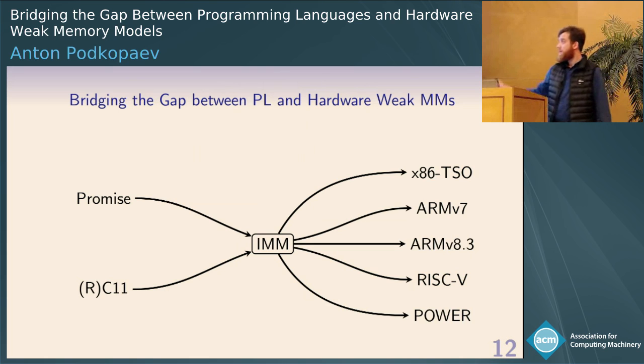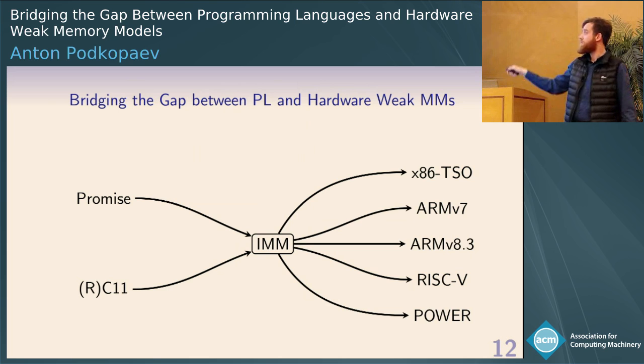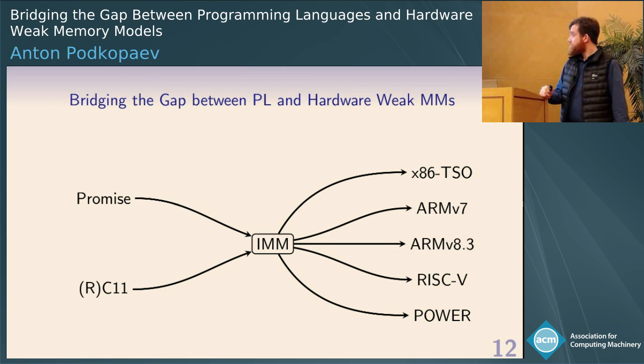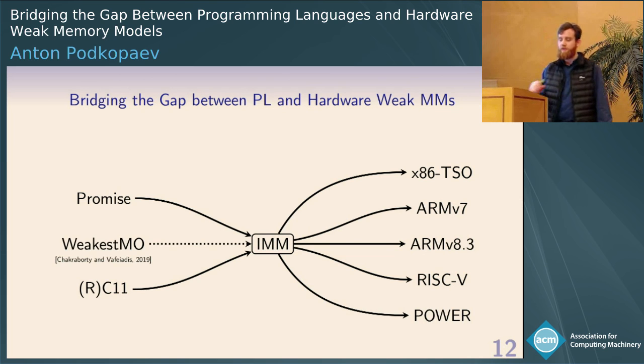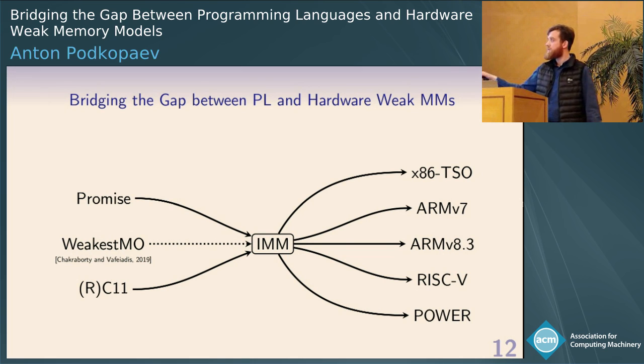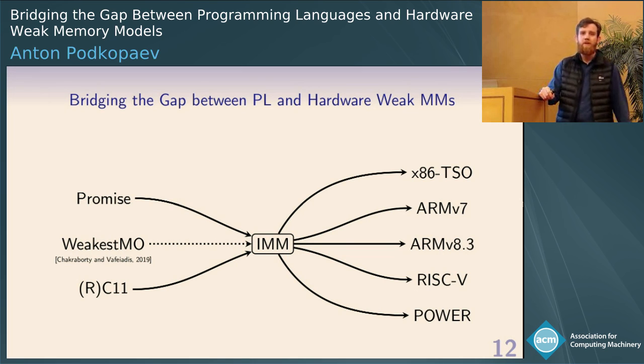So wrapping up, in our paper we introduced IMM. We showed correctness of compilation to it and from it. We did that in Coq. Our future work is to prove correctness of compilation from the weakest memory model, which actually is going to be presented in the next talk.